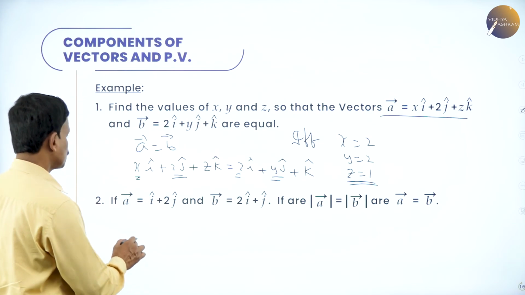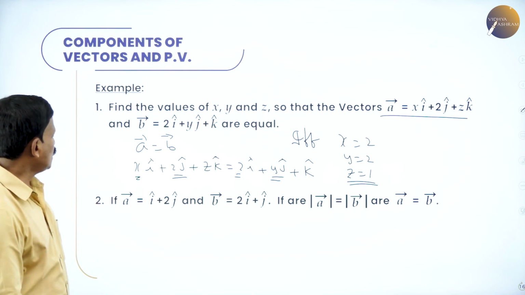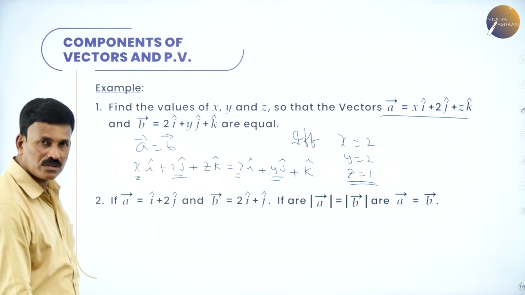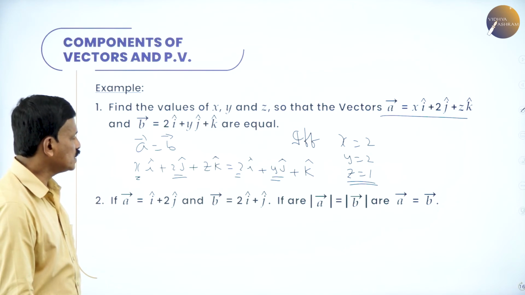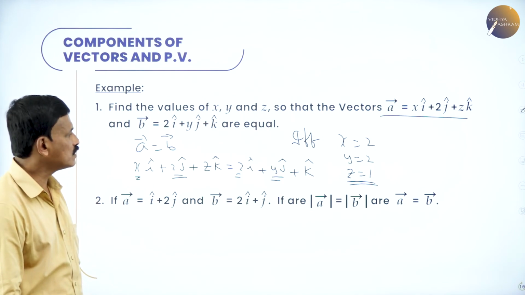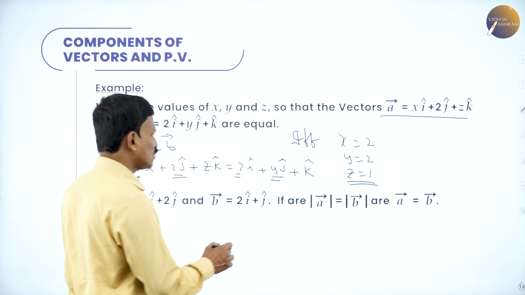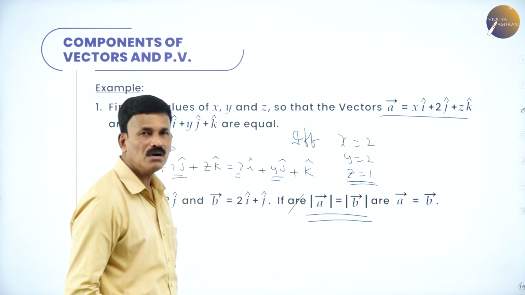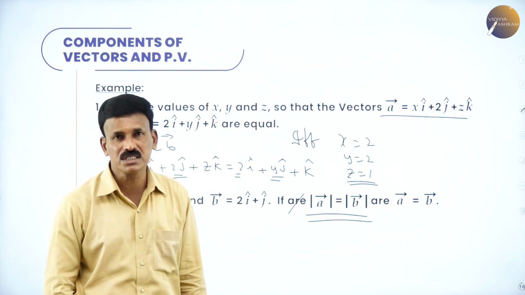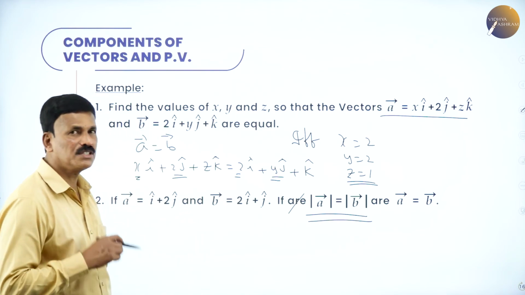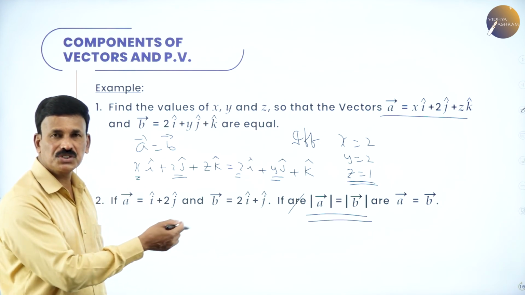Now let us come to this problem. If A is equal to i plus 2j, B is equal to 2i plus j, if the length of A is equal to the length of B, are the vectors equal in this case? See here, what is the problem? i is given, j is given. If the lengths are equal, are these two vectors equal?